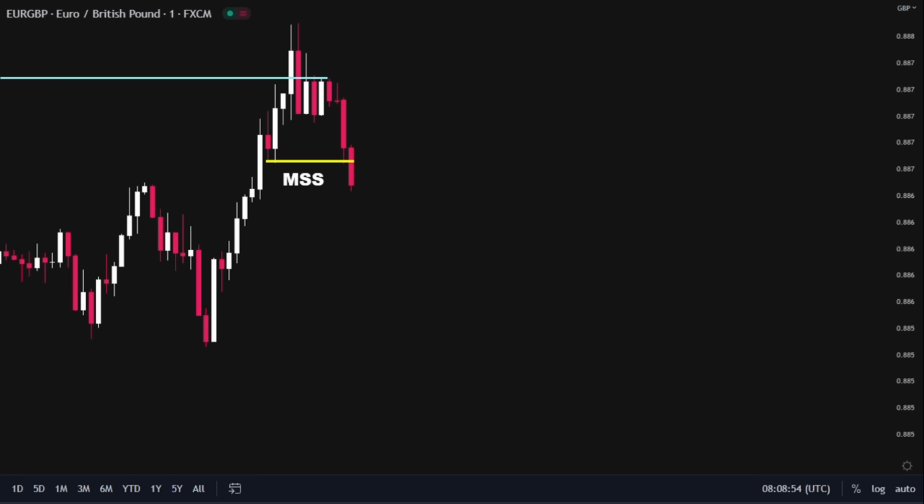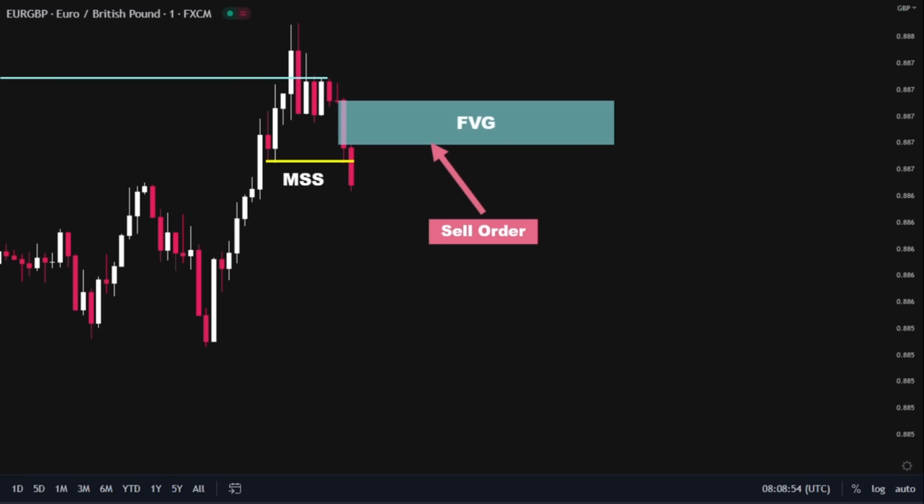so we have a valid change of character or market structure shift. As the price made a market structure shift, we are now looking for the highest fair value gap above the change of character level to put our sell order. As you can see, this is the highest fair value gap, so we are going to highlight it. Next, I'm going to set my sell order at the lowest point of the fair value gap.